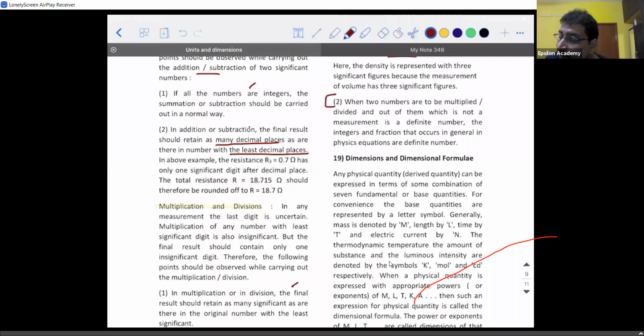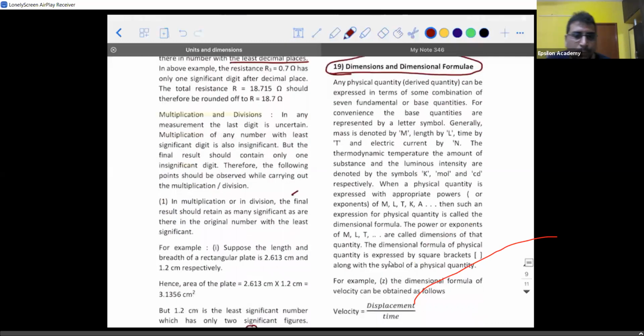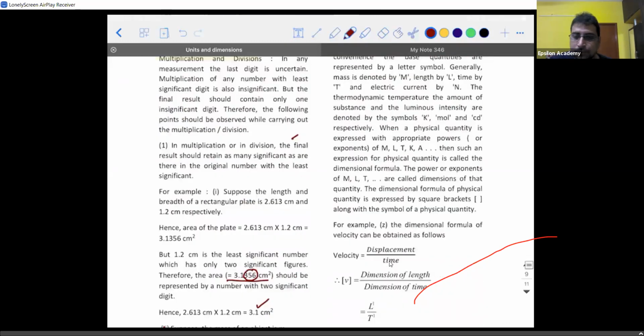The last mathematical part that is left out is dimensions and dimensional formulae, which I think I can complete in tomorrow's class. Then I will have a separate class for problems alone. So whatever we have learned till now, we will be dealing with problems. Any other doubt from today's class, guys?